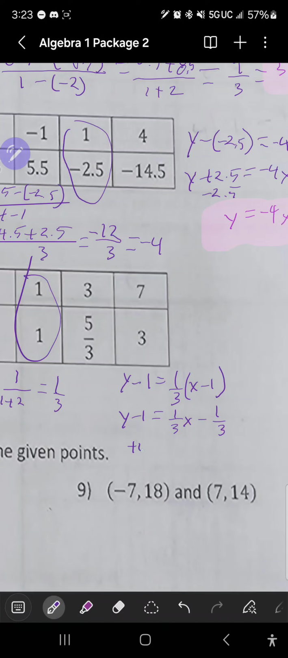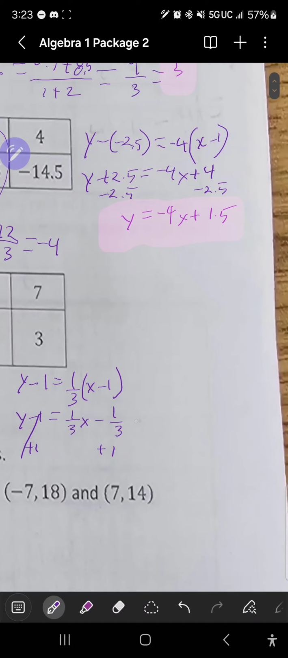Now we add 1 on both sides. This cancels and now we have this. So we have negative 1 over 3 plus 1. They have different signs, so we should subtract the smaller from the greater. The greater is going to be 1. So we have y equals 1 over 3x, and now it will be 1 minus 1 over 3.